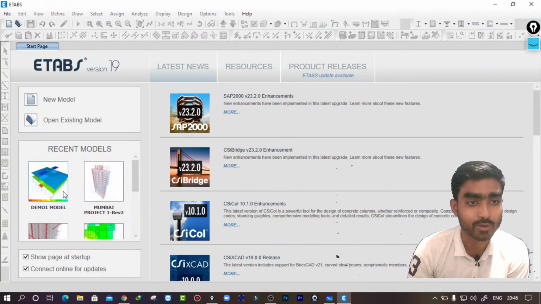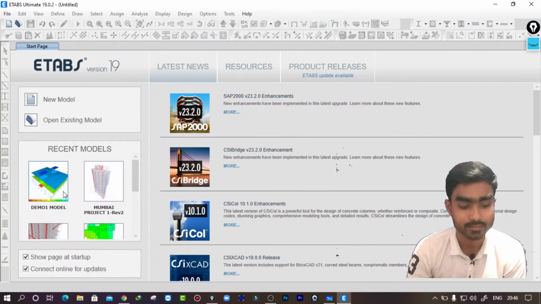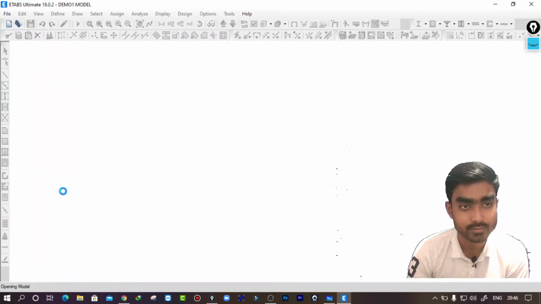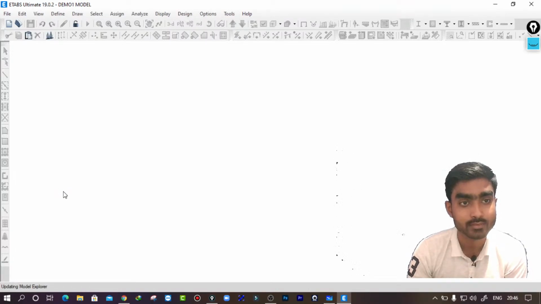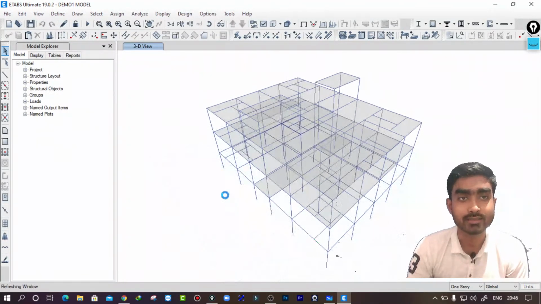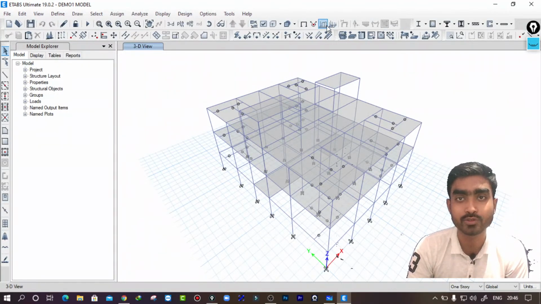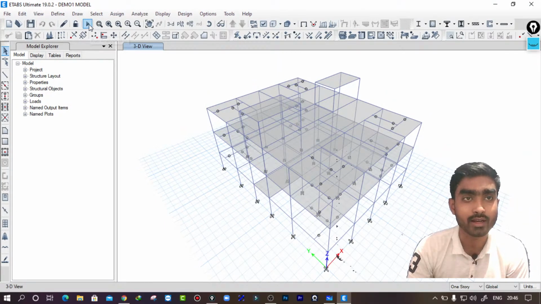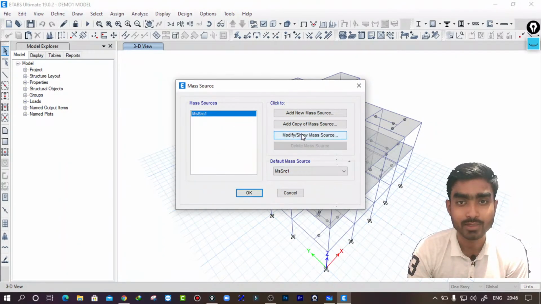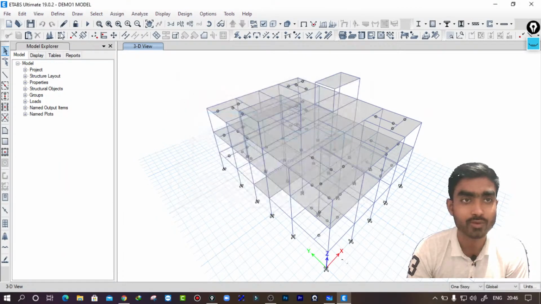Now let me open the model again. Okay, so let's see the second mode. If you see the second mode, let me analyze it. I think it is not saved. Having an issue today. I don't know why.